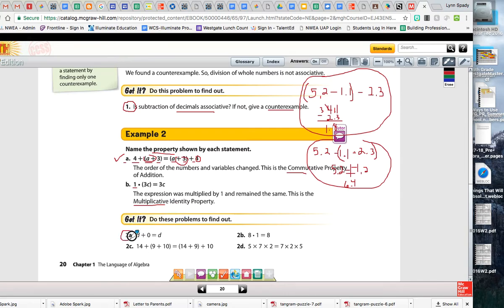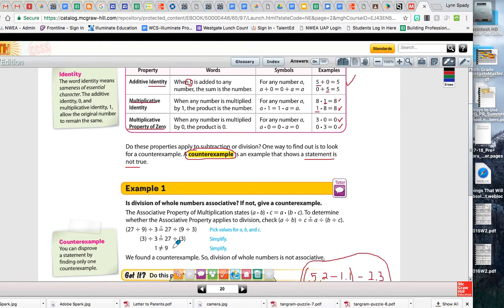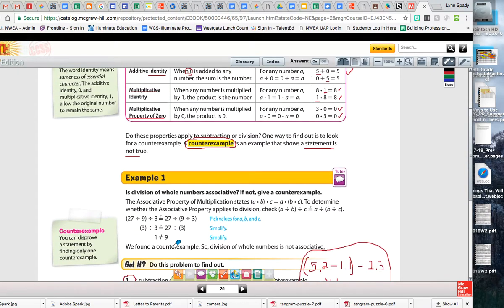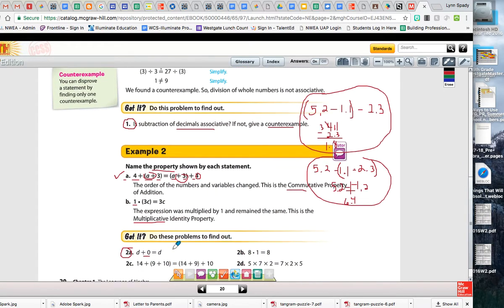Okay, in 2a, we're adding 0, so that's the addition property or the additive identity. For 2b, we're multiplying by 1, so that's a multiplicative identity property. In 2c, we have 14 plus 9 plus 10 and 14 plus 9 plus 10. So we are actually grouping numbers differently. So that's going to be our associative property.